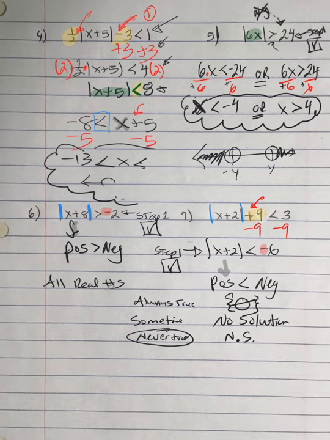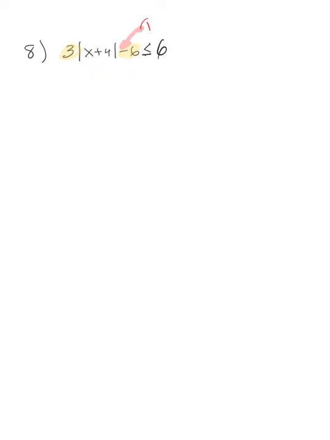Okay, let's try one more. So once again, you must isolate the absolute value. So notice that we have to do 2 undo steps to isolate the absolute value. So we always undo adding and subtracting first, and then we're going to undo the multiplication or the division second. So therefore we have to add 6 to both sides.